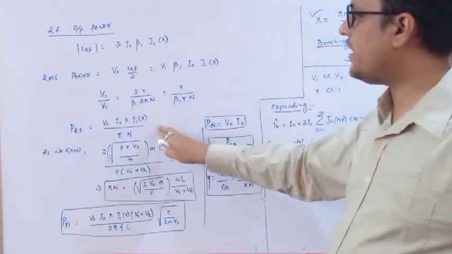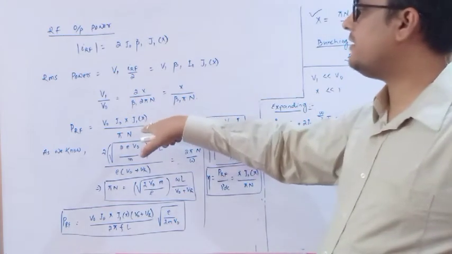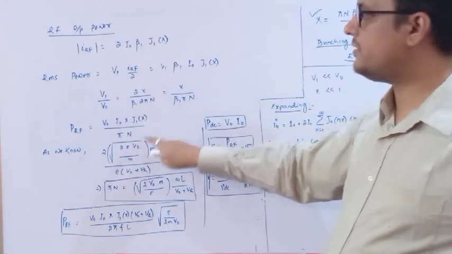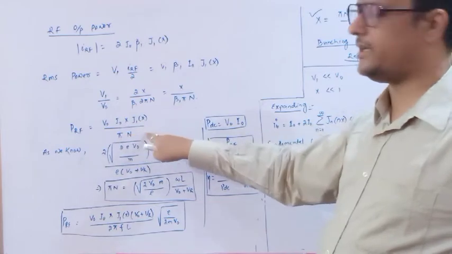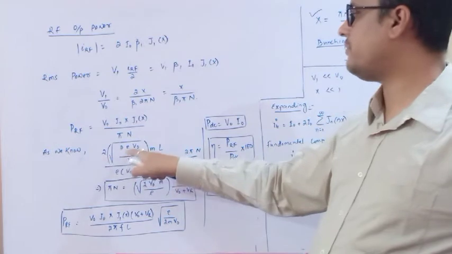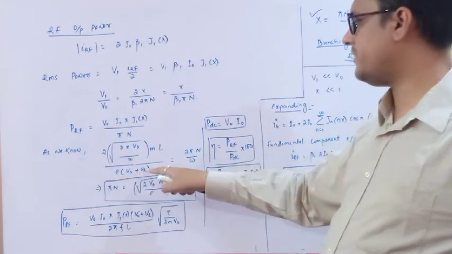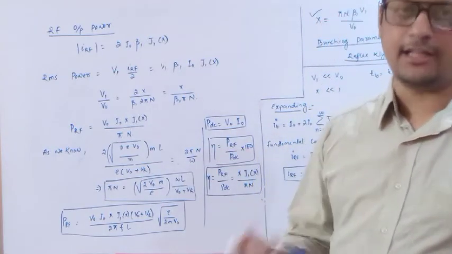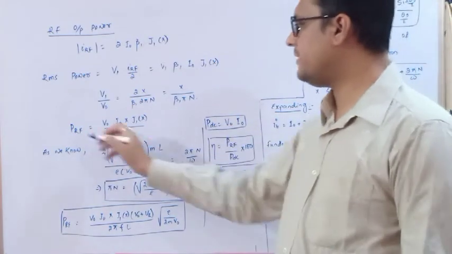So this is my RF output power. RF output power is determined with the help of these above two relations. Here it is V naught I naught X J1 of X divided by pi n. But what is this pi n? That also we have seen: twice root over of 2e V naught by m into m L divided by e into V naught plus Vr is equal to 2 pi n by omega, or you can write nT. For simplification, this is my RF output power.